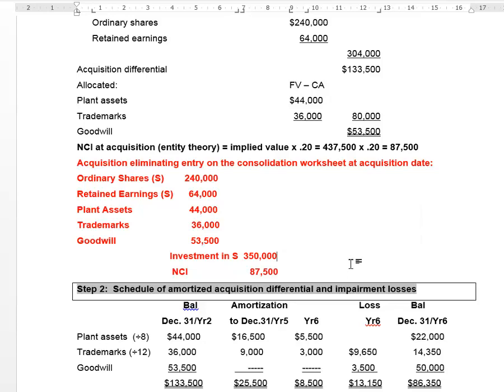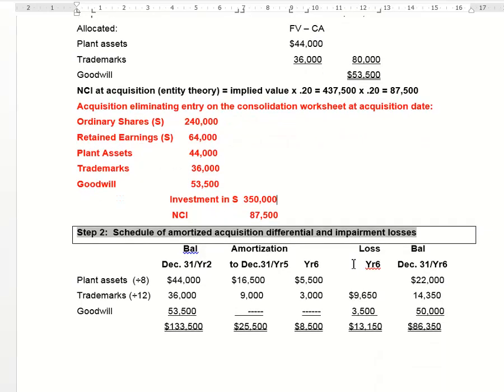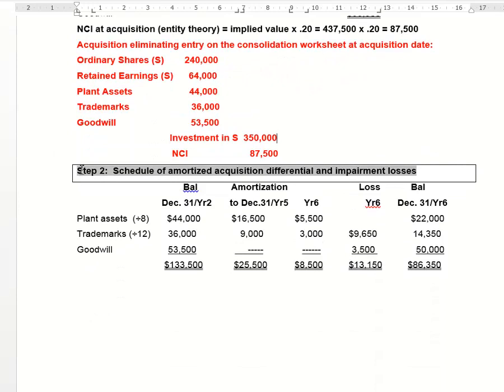Our second step here is to prepare a schedule of amortized acquisition differential and impairment losses from the date we became related all the way up to the current year, the end of year 6.